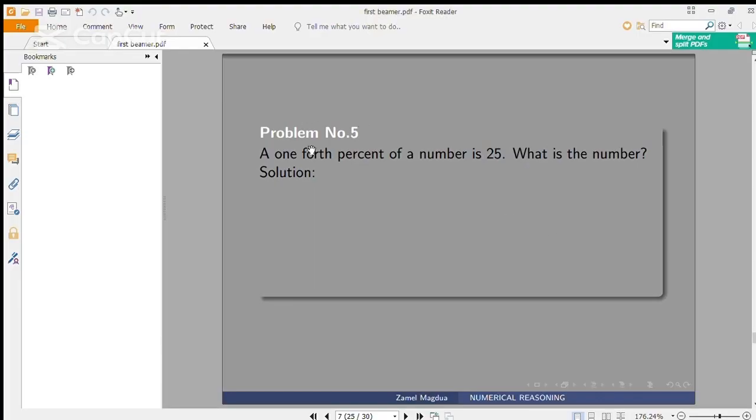For problem number 5, the problem is, a 1/4% of a number is 25. What is the number? So suppose the number is x, so the equation goes like this, 1/4% of x is equal to 25. Now, 1/4% means 0.25%, so the equation goes like this, 0.25% times x equals 25.